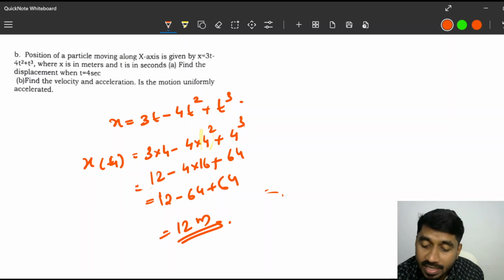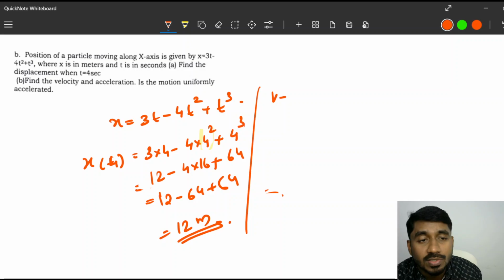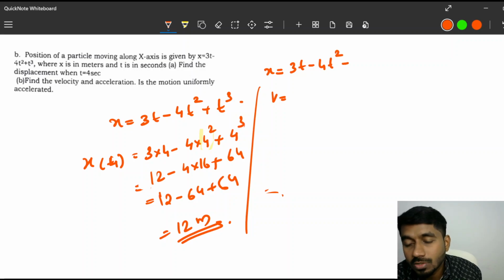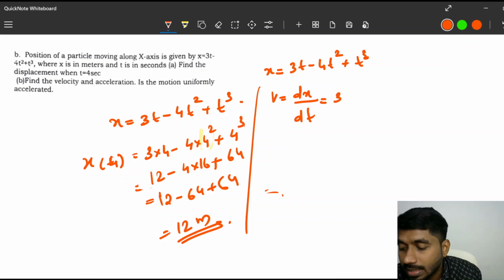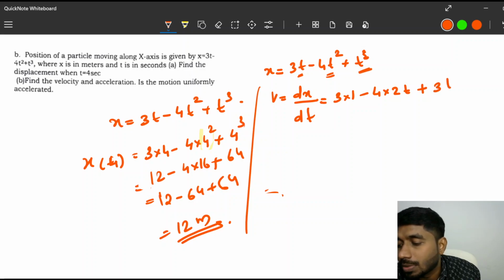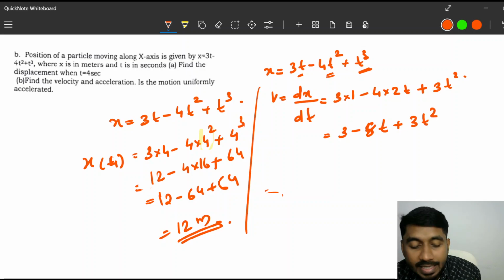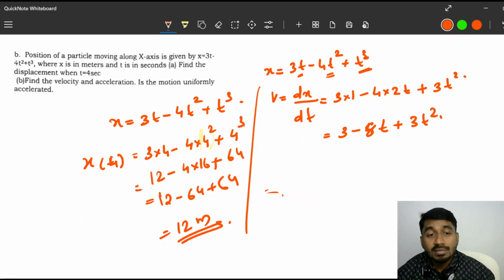Find the velocity and acceleration. So it is very simple. Find the velocity. So take the displacement equation 3t minus 4t square plus t cube. Velocity means take the derivative of displacement with respect to time. You will get the answer 3 into, what is the derivative of t? It is 1, minus 4 into, what is the derivative of t square? Everyone knows 2t, plus t cube. What is the derivative of t cube? It is 3t square. You will get the answer 3 minus 8 into t plus 3t square.